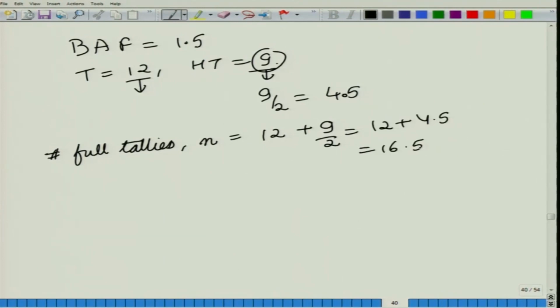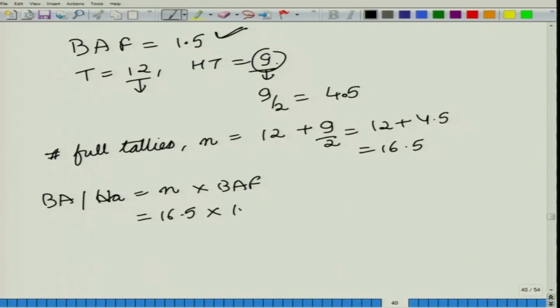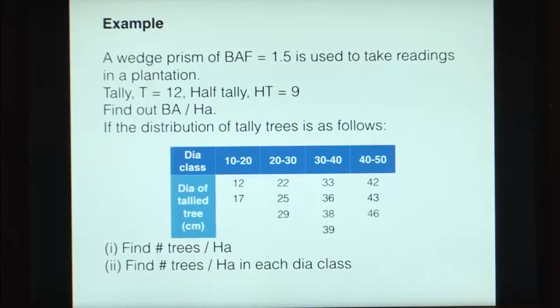So, that is n. Now, if you wanted to calculate the basal area per hectare, that is given by n into basal area factor. So, it is 16.5 multiplied by the basal area factor, given to be 1.5, is equal to 24.75 square meters per hectare. So, that is the basal area per hectare. This is how we calculate the basal area per hectare for a stand using point sampling. Now, coming back to the problem.